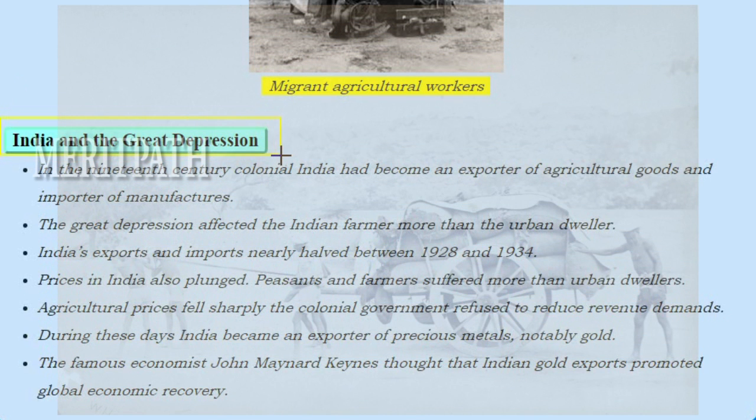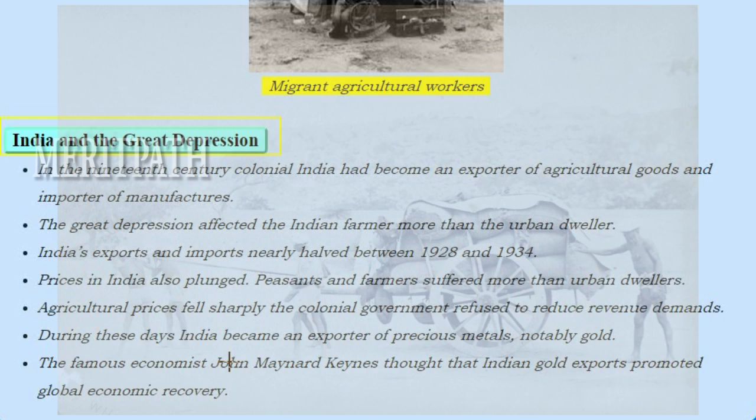India and the Great Depression. In the 19th century, colonial India had become an exporter of agricultural goods and importer of manufactures. The Great Depression affected the Indian farmers more than the urban dwellers. India's exports and imports nearly halved between 1928 and 1934. Prices in India also plunged. Peasants and farmers suffered more than urban dwellers.